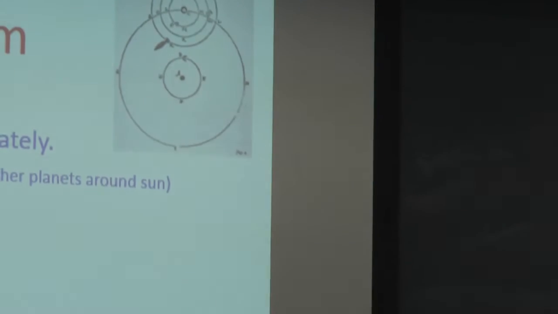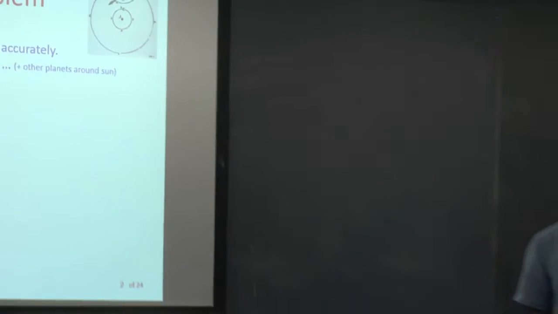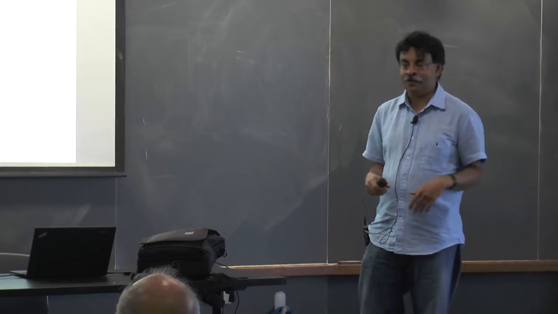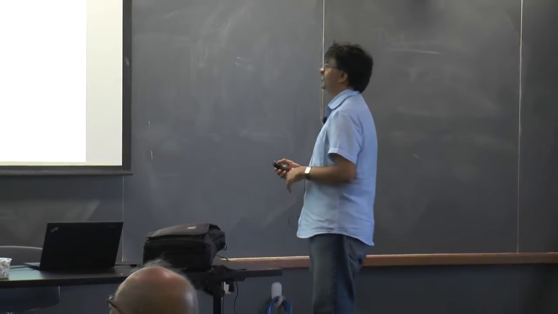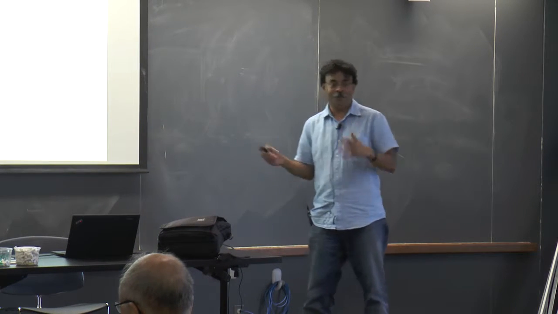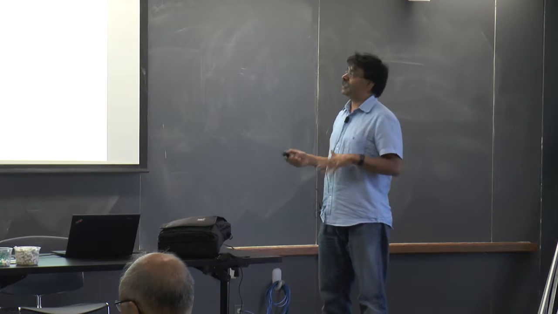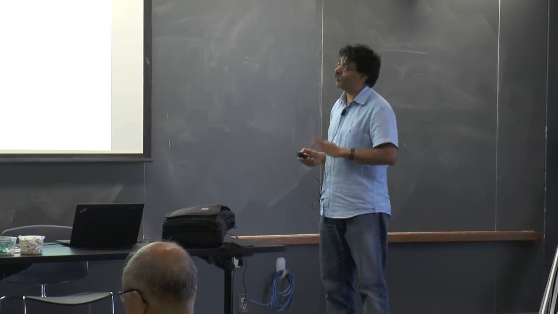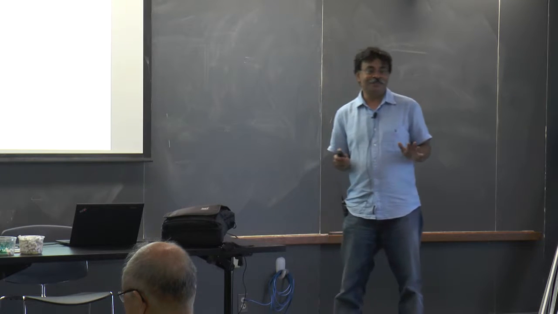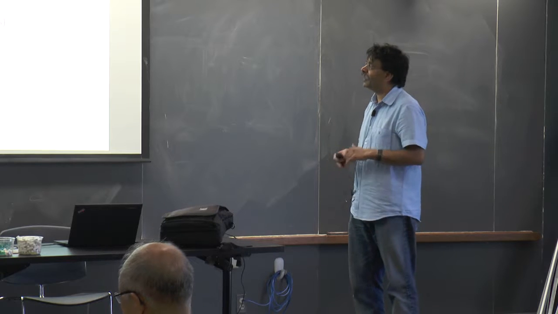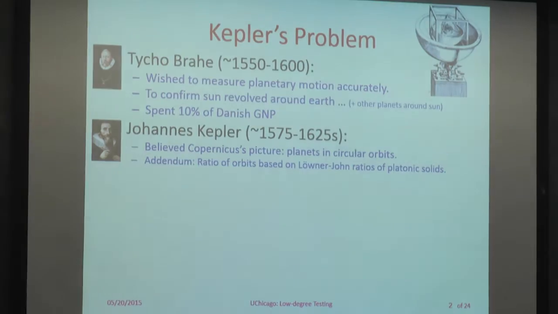Okay, that was the picture, that was the belief, and they wanted to confirm this, and they were collecting data as to where the planets are at various times, and how to confirm this particular hypothesis. Tycho was not able to confirm any hypothesis. He passed away in 1600, but in the meanwhile he actually spent 10% of the Danish GNP during this period. That's pretty impressive, not during the entire period of his life, but during the period where he was invested in it. It was a fair amount of expense trying to figure this out.